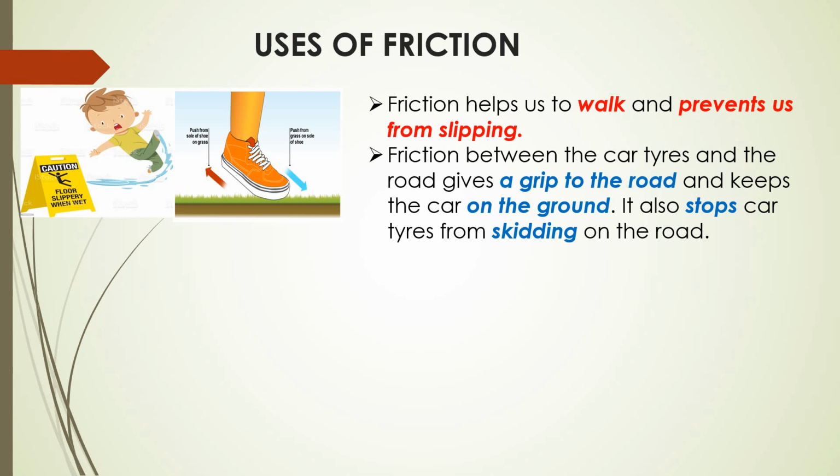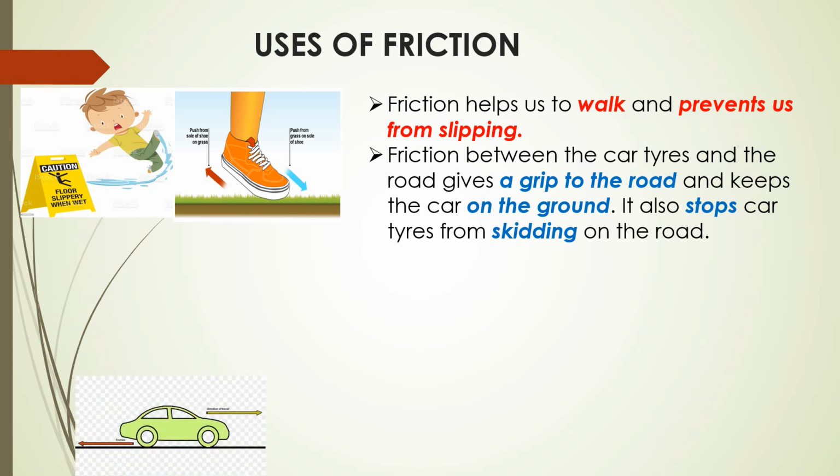Friction between the car tires and road gives a grip to the road and keeps the car on the ground. The cars are able to run on the road because of friction between car tires and road. It also stops car tires from skidding on the road as well as stops the car whenever we want our car to stop.